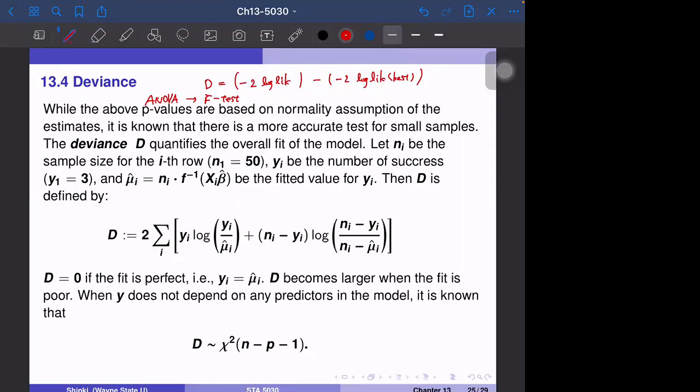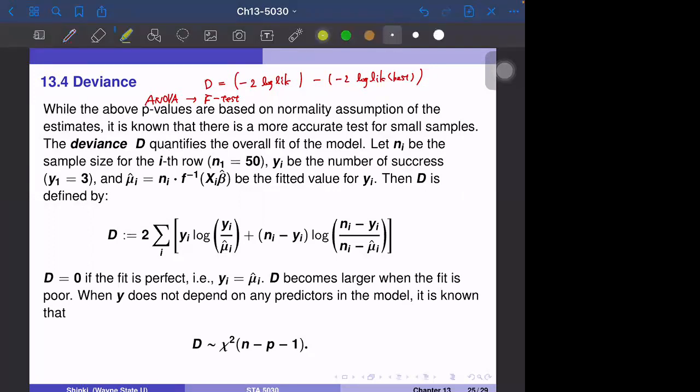If we have two models, smaller and larger, and we compare the likelihood, then we have some asymptotic theory that tells us we should reject the null hypothesis when the larger model is significantly better than the smaller model. So deviance is basically a function of the likelihood.